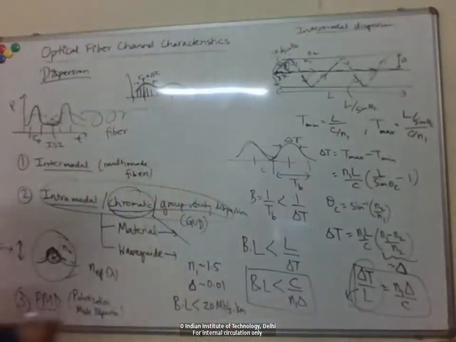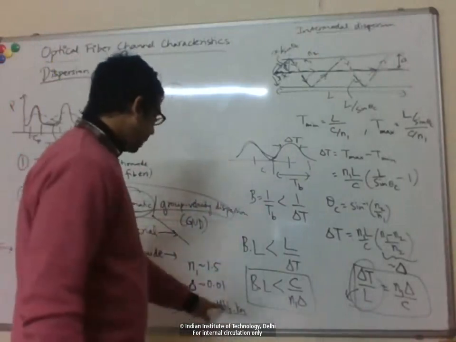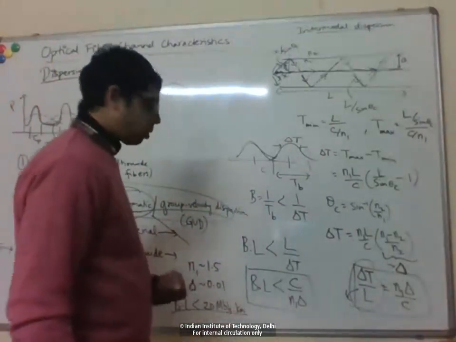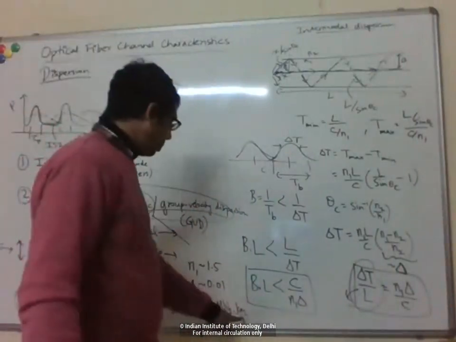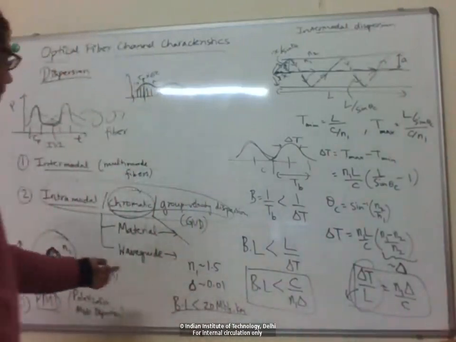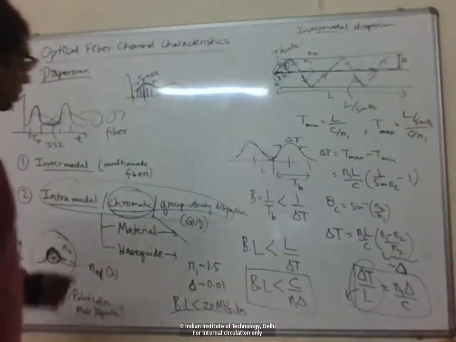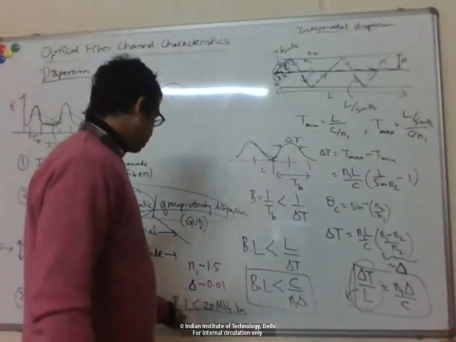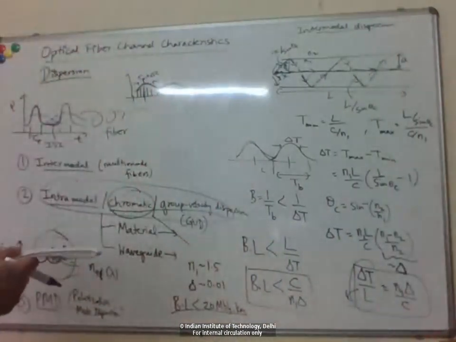Which means that if you have a link length of 1 kilometer, the maximum data rate you can operate at is 20 megabit per second. If your link length is 10 kilometers, then the maximum data rate is 2 megabit per second. You can see that these numbers are quite low by modern standards. But the first generation of optical systems were operating in this region, with multimode fibers.